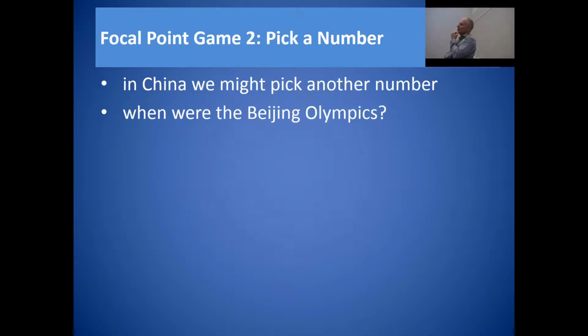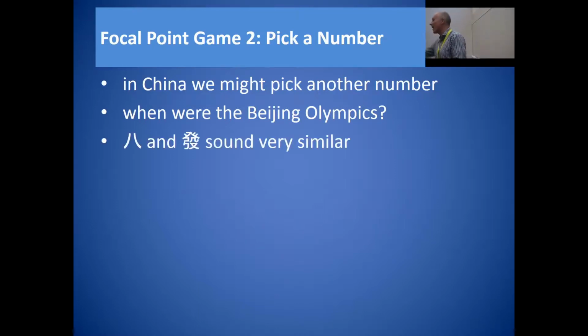Okay, Beijing Olympics, when was it held? 2008. What month was it held? August. The 8th month. What date did it start? 8th of August. What time was the opening ceremony? What time did it start? 8 p.m. So therefore, 8 p.m., 8th day of the 8th month, 2008.